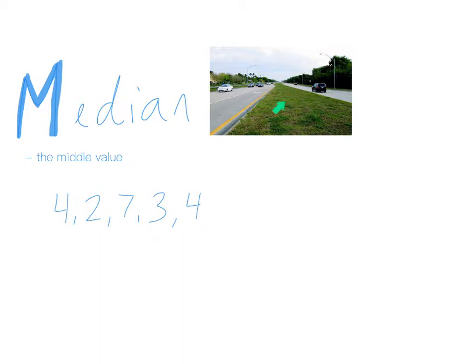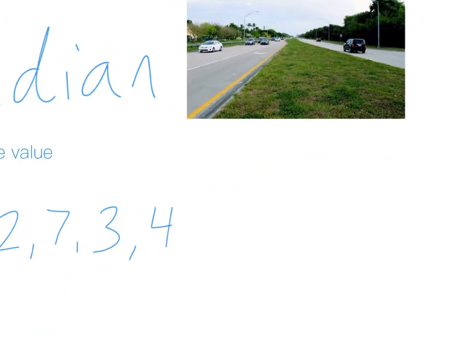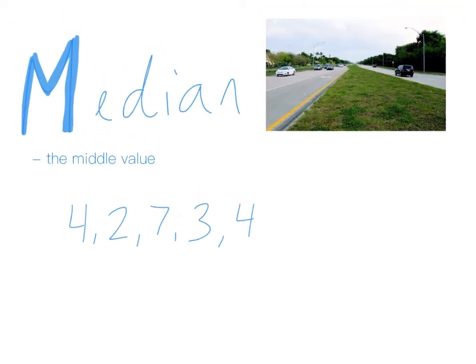Well, think about the median when it comes to a road, okay? I've got one side and another side, and the median is the thing that runs right down the middle of both. So what we're going to do is look at this data set that I gave us, and it's actually the same one we just used in mean. 4, 2, 7, 3, 4. What's the middle? Well, it might be easy to say, oh, hey, look, it's 7. It's right in the middle. But there's a problem.